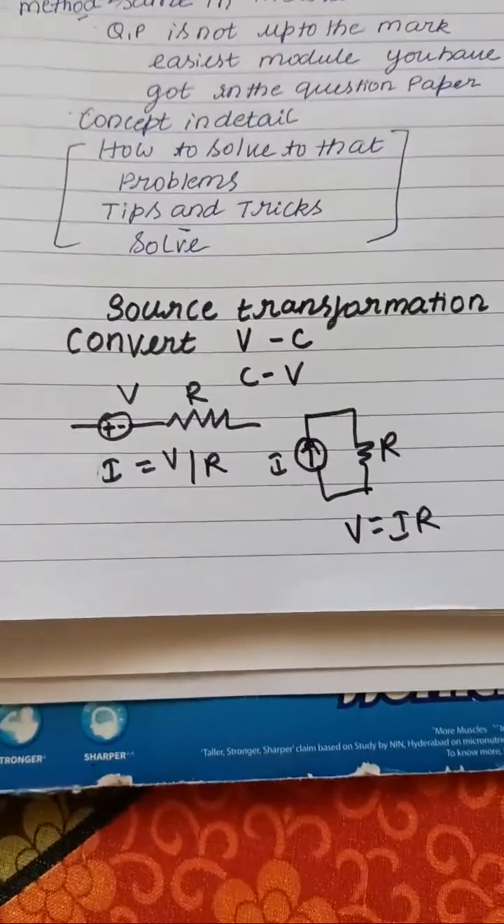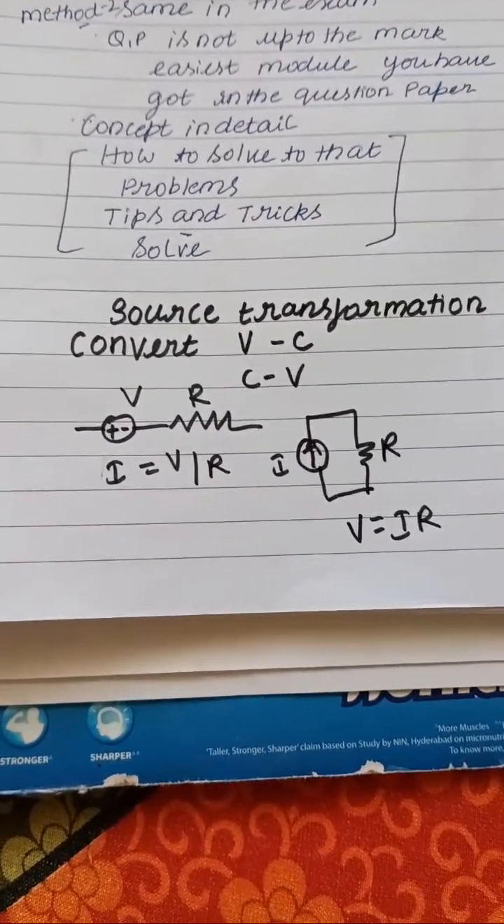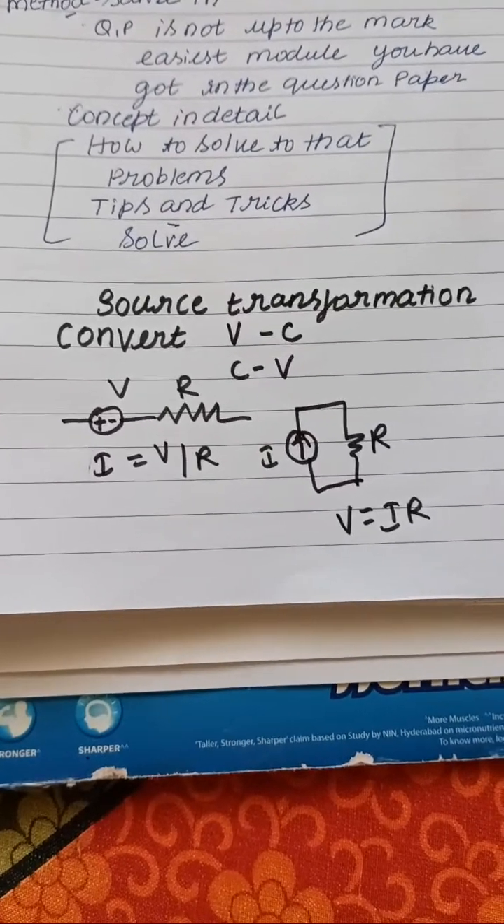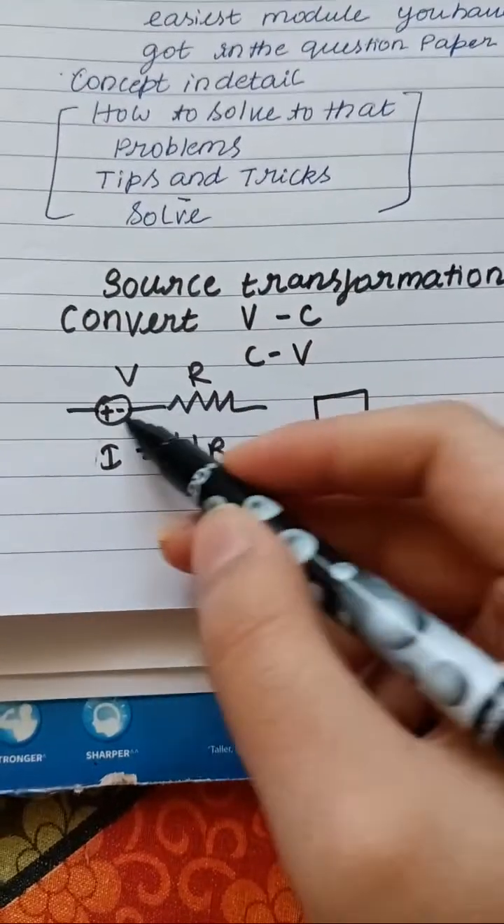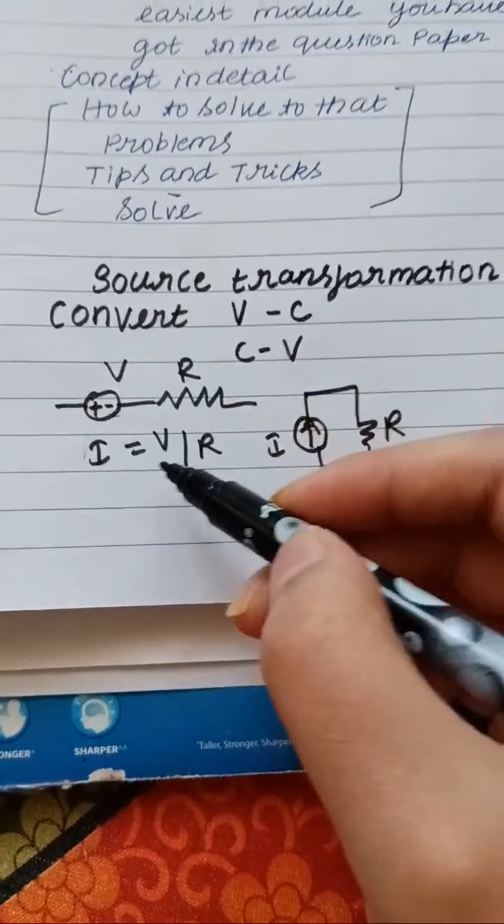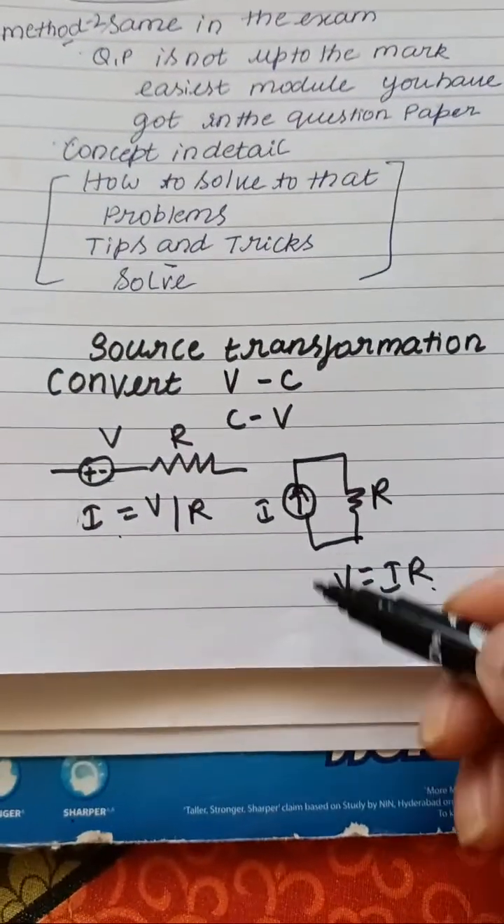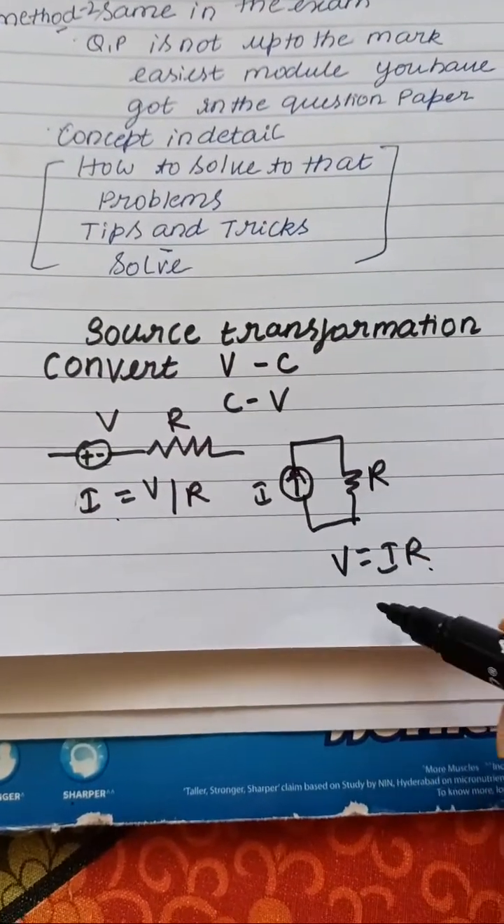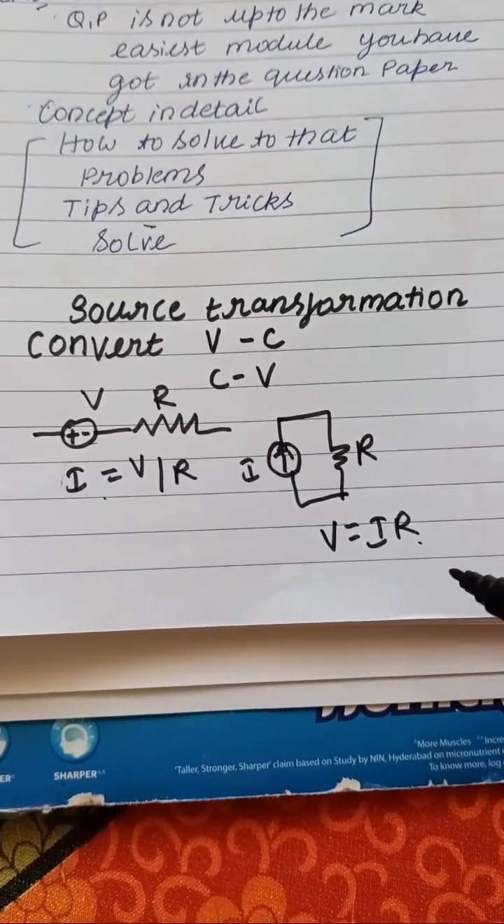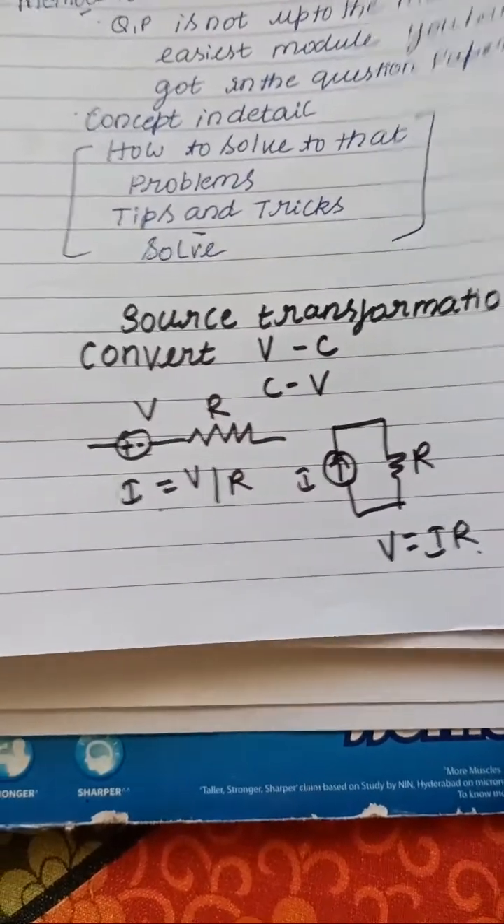Source transformation is nothing but conversion of voltage into current and conversion of current into voltage. If you want to convert voltage into current, you have to use the formula I is equal to V by R, and if you want to convert current into voltage, you have to use the formula V is equal to IR. So this is the first thing that you have to see, right? This is your source transformation.